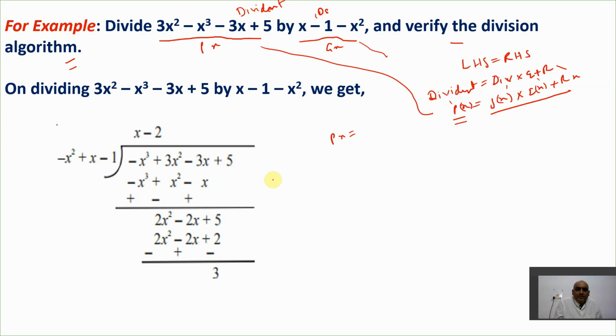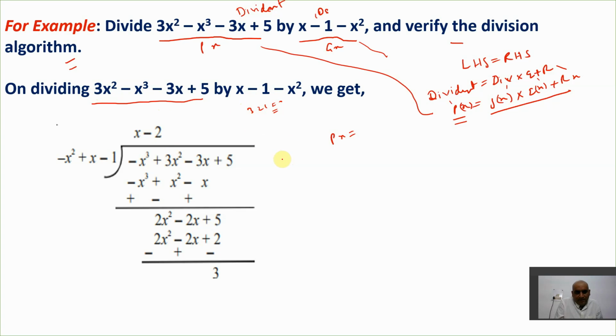Now we need to divide this. First of all, a very important thing in this division process. Understand this: this is 3x square minus x cube minus 3x plus 5. The power 3 is after power 2. First of all, arrange it in a proper format. The power 3 will come in the first stage, then power 2 in the next step, in descending order 3, 2, 1, 0. Arrange the powers in descending order, so first the highest power, then the lower powers.